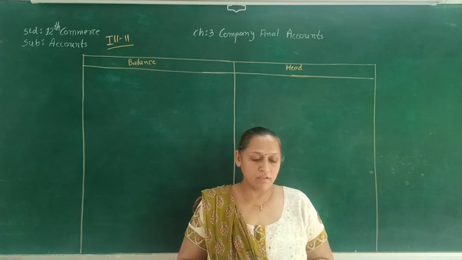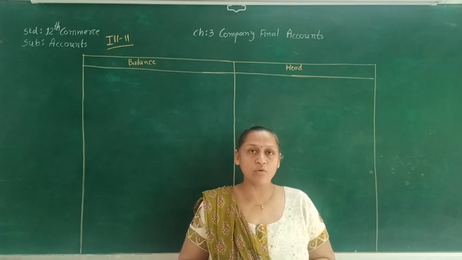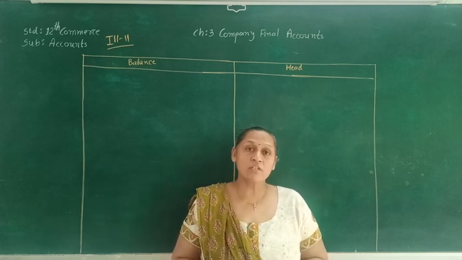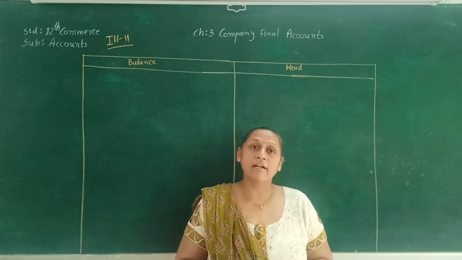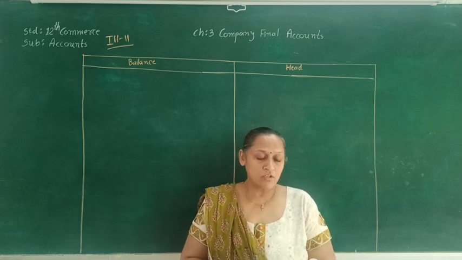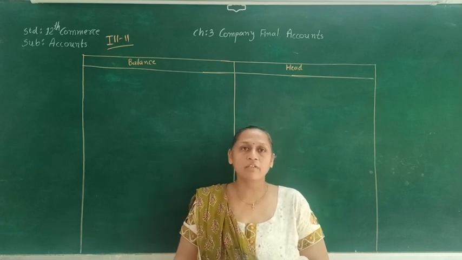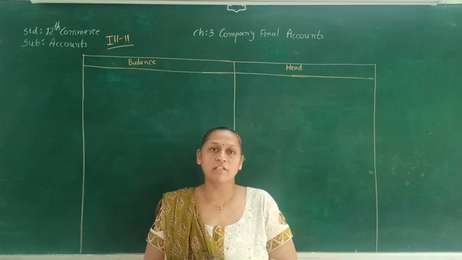Illustration number 11. Under which head will you show the following balances in the statement of profit and loss as per Schedule 3 of the Companies Act 2013? So here some balances are given to us and we have to say under which head each will fall.